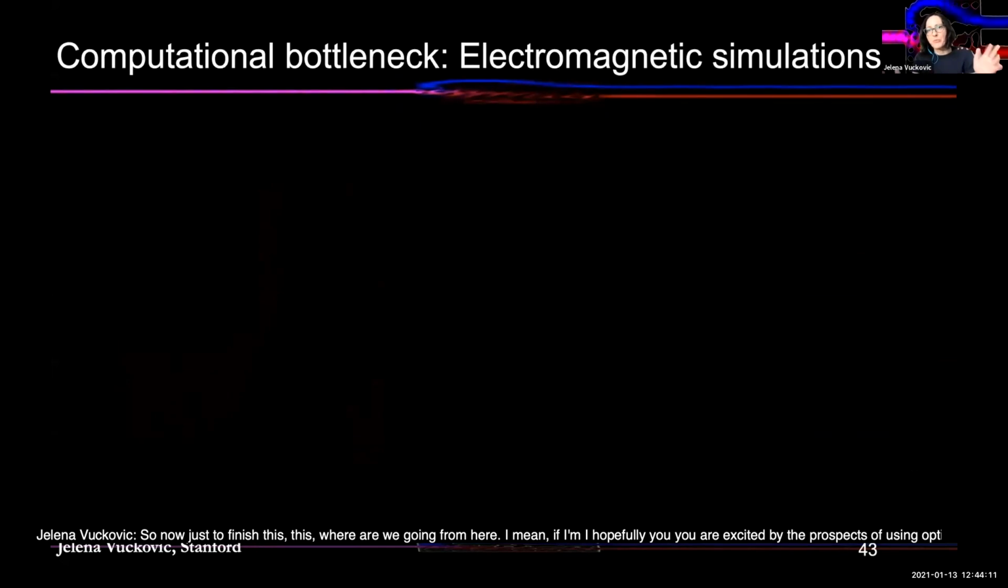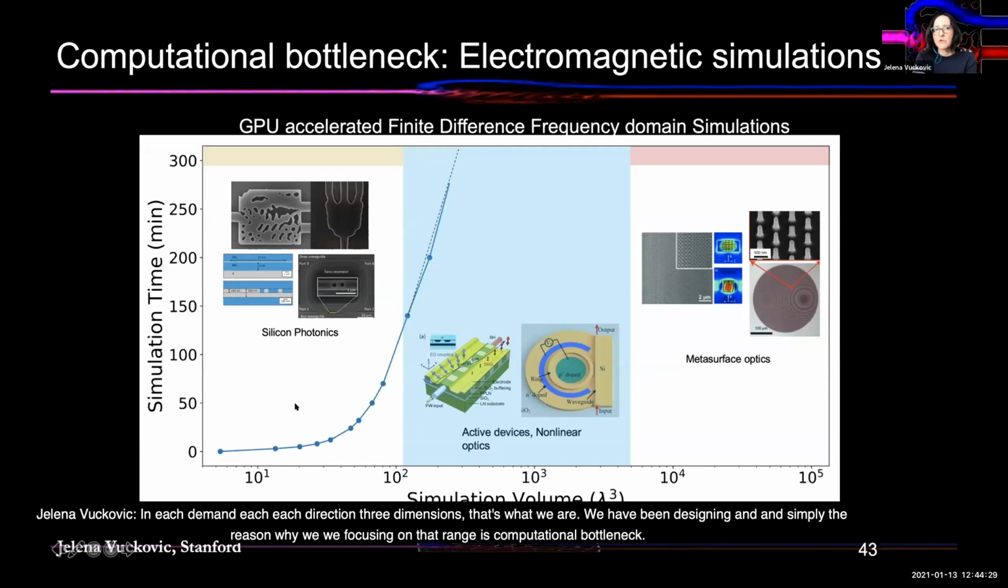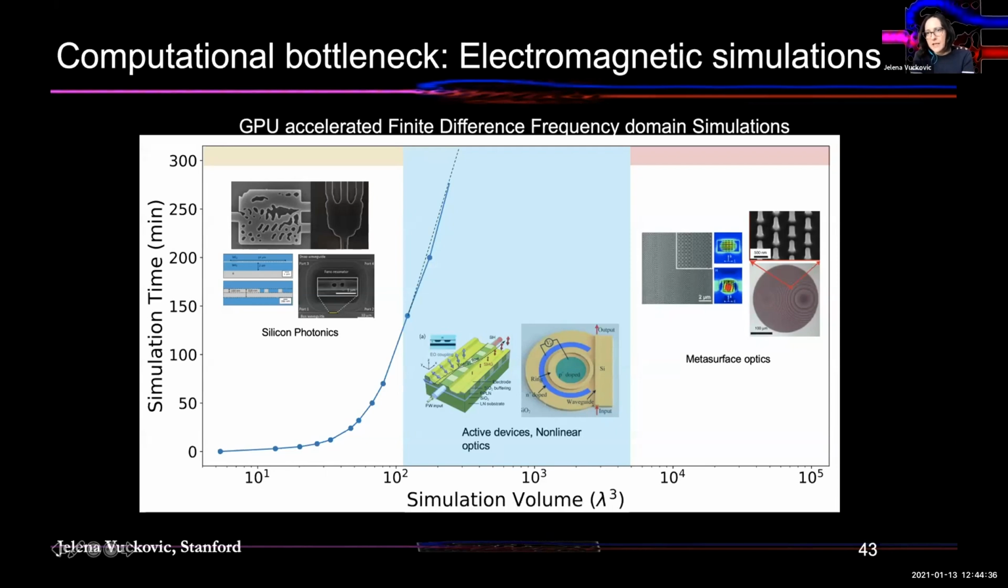I hopefully you are excited by the prospects of using optimization in photonics, but of course not all the problems have been solved, right? Everything I've shown you so far was more or less in this range of sizes, up to 10 microns or so in each direction in 3 dimensions. That's what we have been designing, and the reason we've been focusing on that range is computational bottleneck.